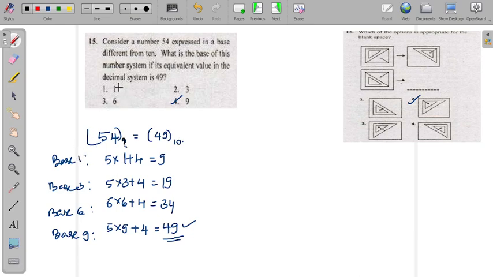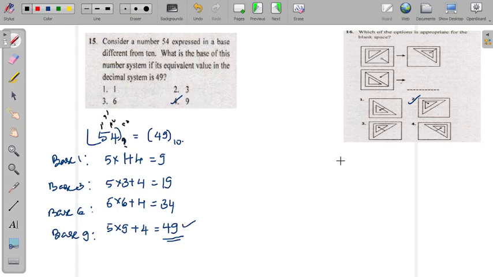That's it. If the base is 1, then this is 1 to the power 1 and 1 to the power 0. That is 5 into 1 plus 4 into 1, since 1 to the power 0 is 1, that gives you 9. It is not equal to 49. Base 3 means 3 to the power 0, 3 to the power 1: 5 threes are 15 plus 4, 19. Base 6 means 5 sixes plus 4, 34. Base 9 means 9 to the power 0, 9 to the power 1. That is 5 into 9 plus 4 into 1, that gives you 49. So the fourth option is the answer.